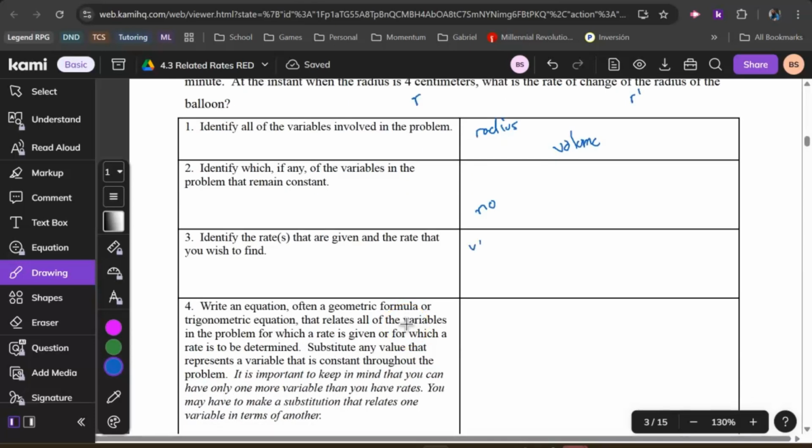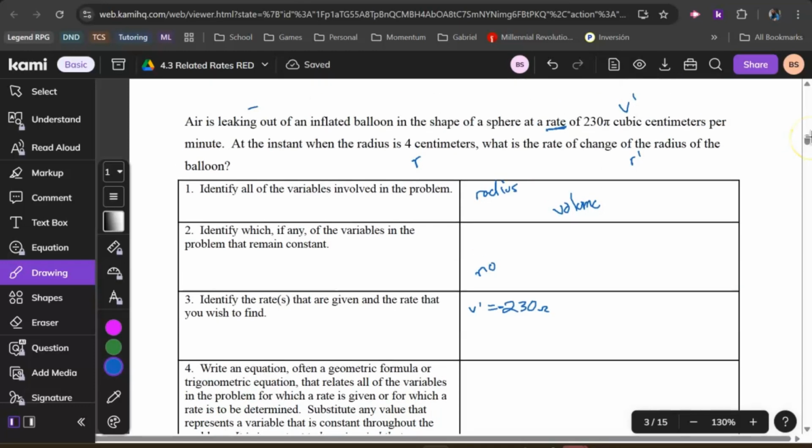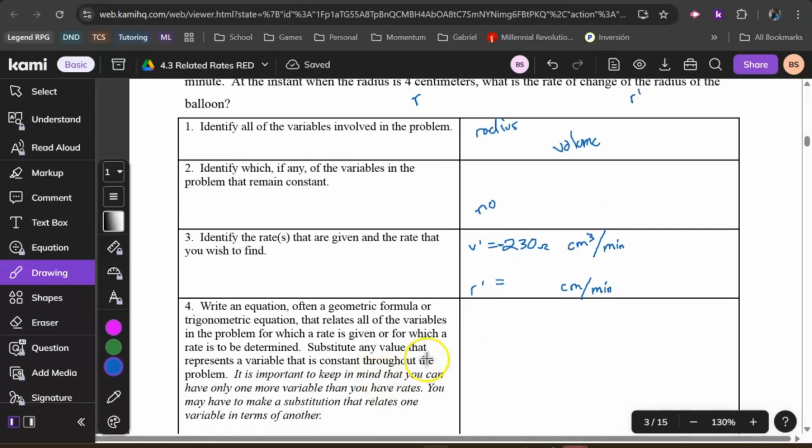Well, we have V prime, which was 230, but remember it was leaking, so it's negative 230 pi cubic centimeters per minute. And we're asked to find r prime, which we don't know, but it's going to be in centimeters per minute. Now, the next thing we have to do is write an equation that relates these things. So the volume of a sphere is going to be 4/3 pi r cubed.